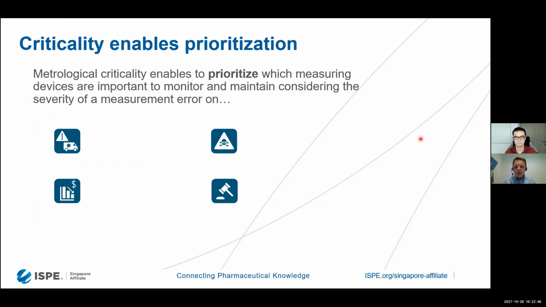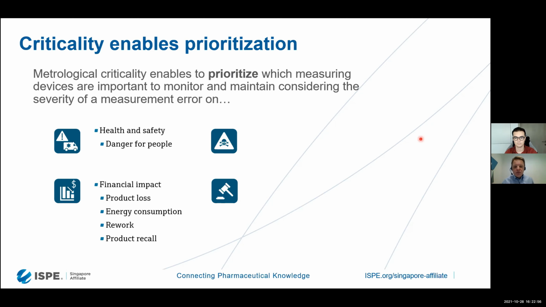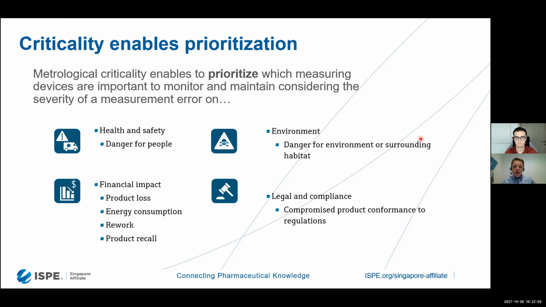Metrological criticality enables us to do the prioritization of which measuring devices are important to monitor and maintain, considering the severity of a measurement error on several factors, such as health and safety, of course: how dangerous is it for people if the device, for example, fails? What is the financial effect? What is the environmental effect? And last but not least, what are the legal consequences if the device is not compliant? All of that are also factors which we take when we assess the criticality of the instrumentation.